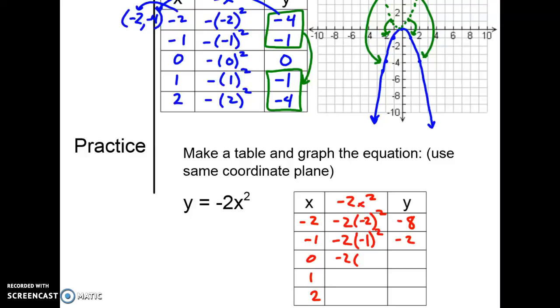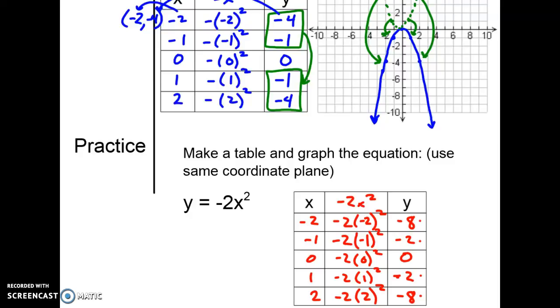It's a little easier when we plug in 0, because 0 squared is just 0, and 0 times anything is 0. Then we plug in 1. 1 squared is 1 times negative 2, which is negative 2. And we plug in a positive 2. 2 squared is 4 times negative 2, which is negative 8. Once again, hopefully you see how these are the same and those are the same.